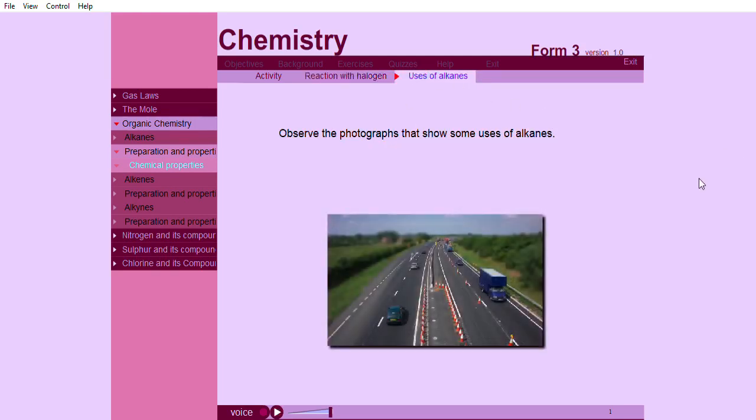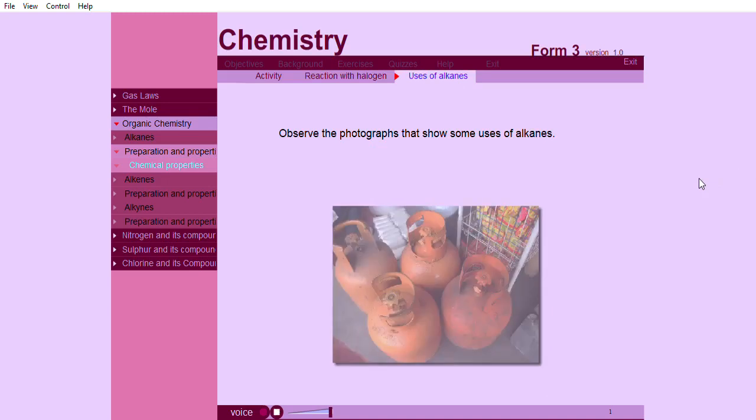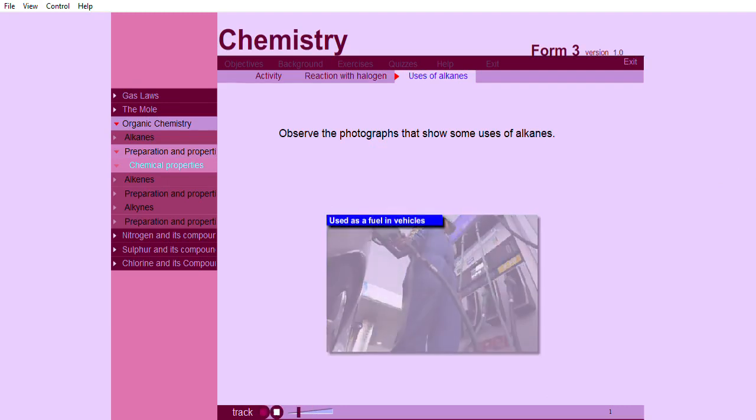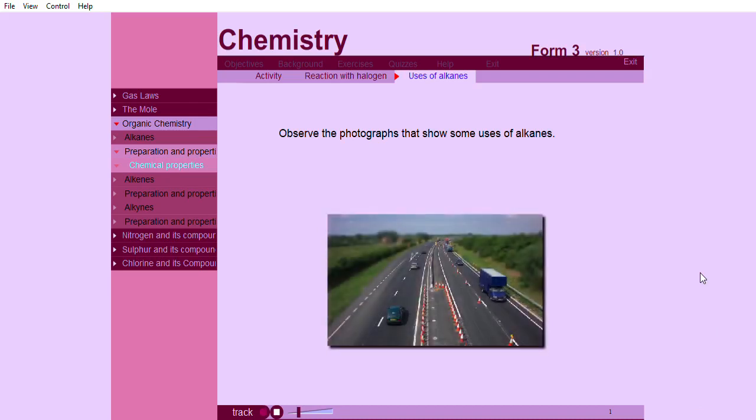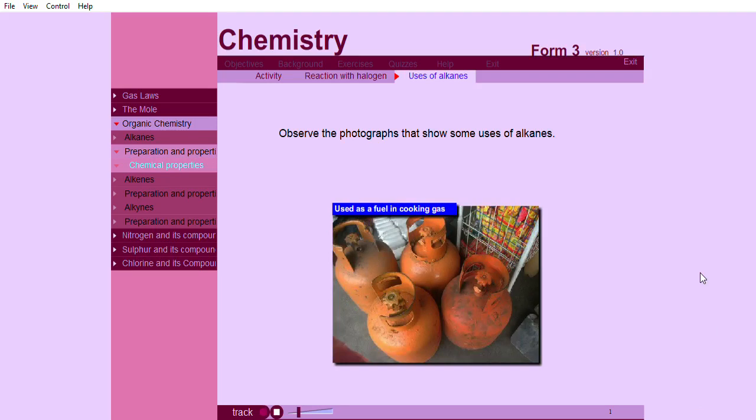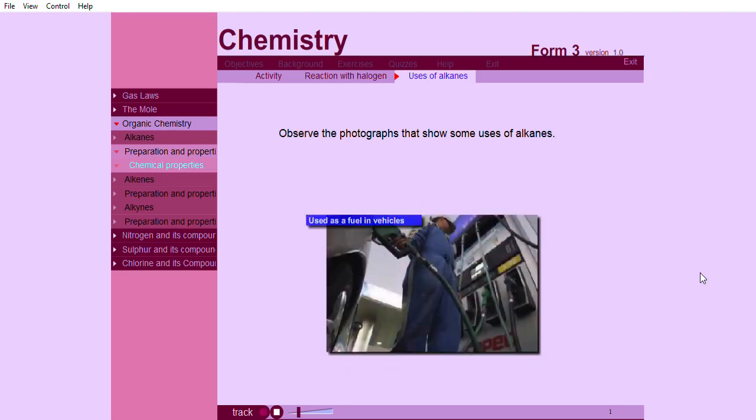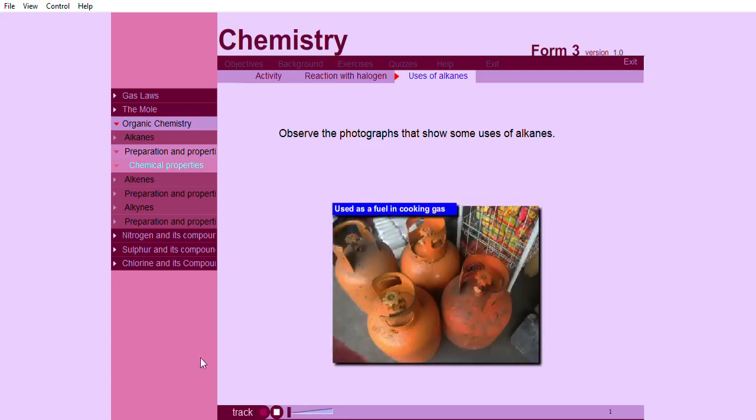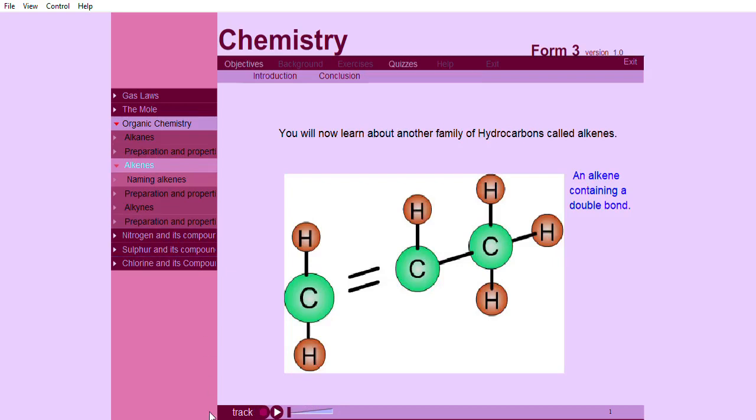Observe the photographs that show some uses of alkanes. You will now learn about another family of hydrocarbons called alkenes.